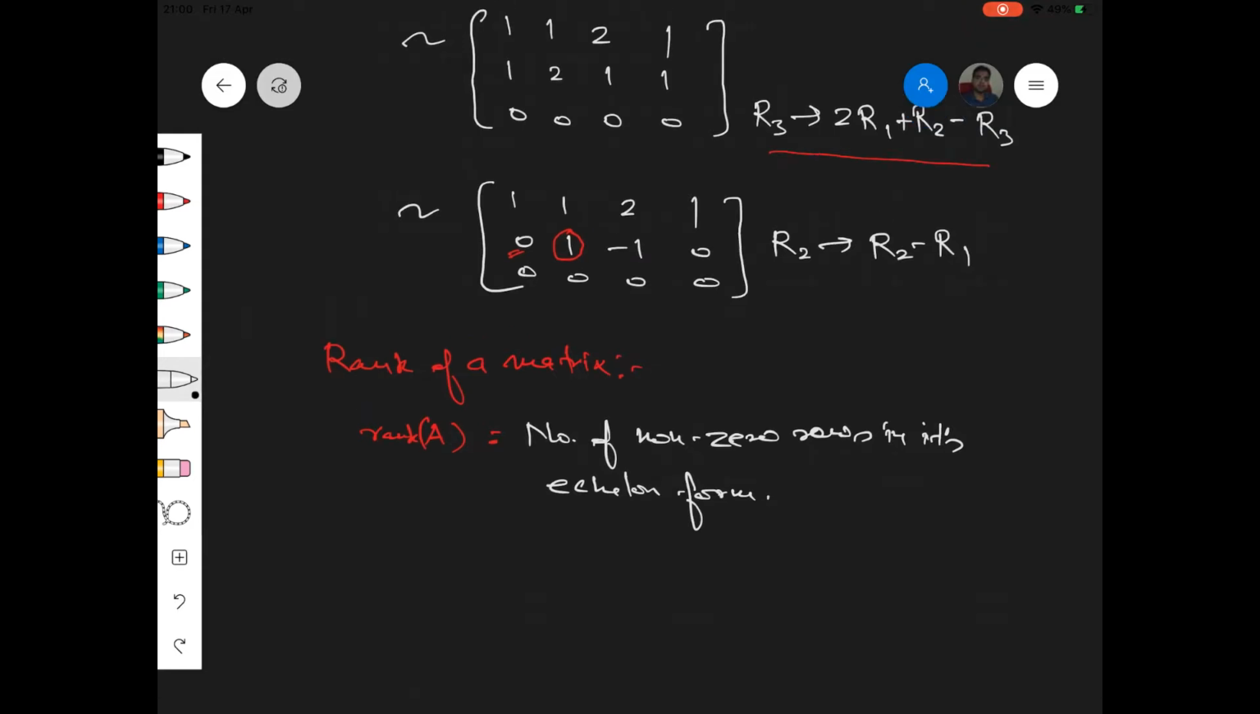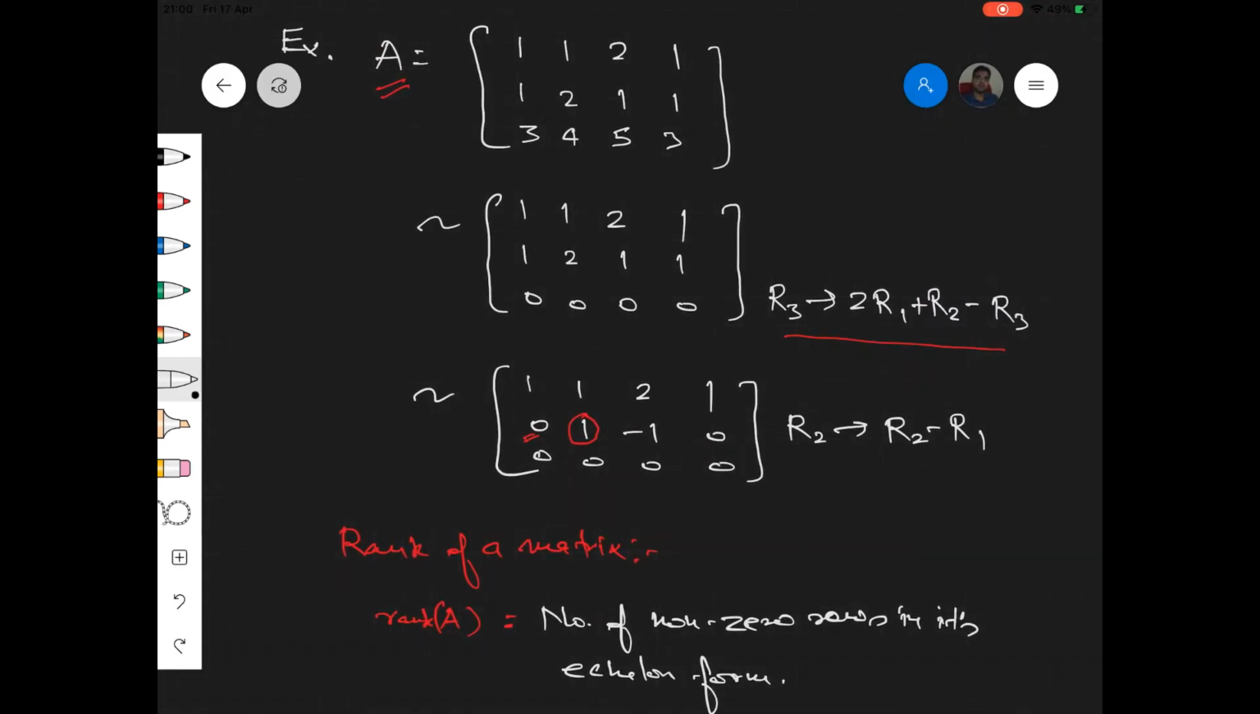Let's check this definition on the previous example. Say we wanted to know the rank of this matrix A. We already have its echelon form. The definition says the number of non-zero rows in its echelon form. So we can simply count the number of non-zero rows. The number of non-zero rows is 2, the first one and the second one. So the rank of this matrix A is equal to 2. In this way, the row reduced echelon form is helpful in determining the rank of any given matrix A.